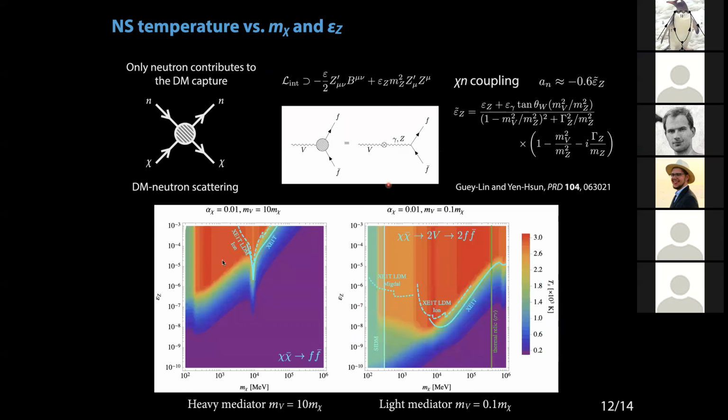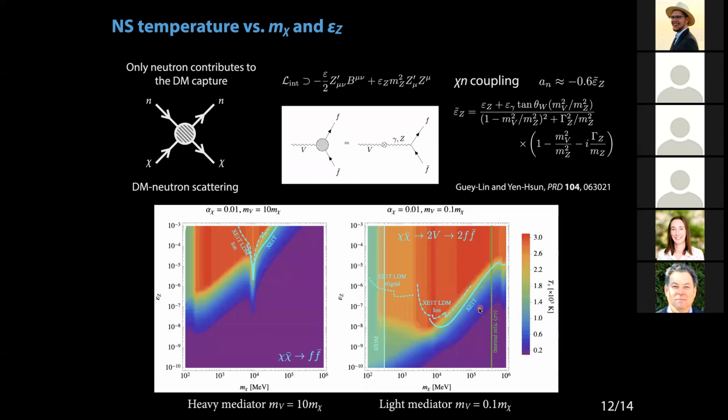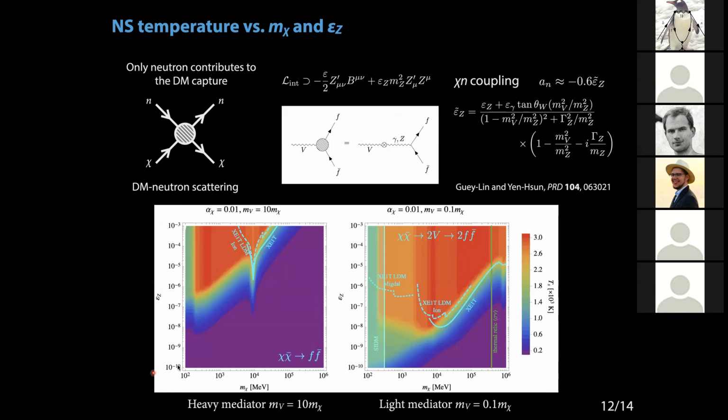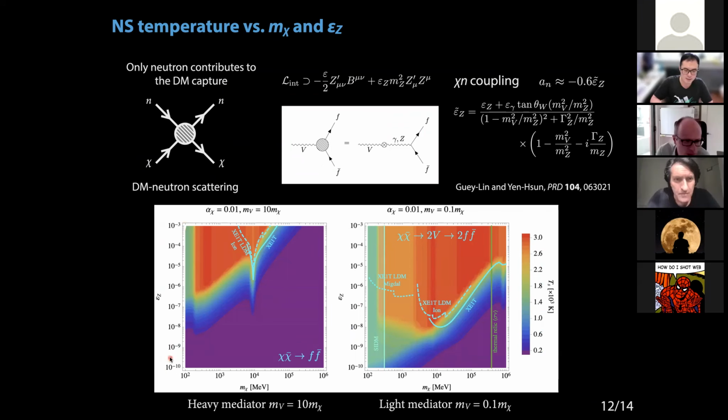Here I want to show you the numerical results of the neutron star temperature depending on the mixing parameter between the dark sector and standard model sector, as well as the dark matter mass. The rainbow color indicates the temperature of the neutron star. If the color moves toward red, the neutron star surface temperature is higher. However, if the color moves towards purple, the temperature is more likely the prediction from the standard cooling mechanism. Let's focus on this left plot here.